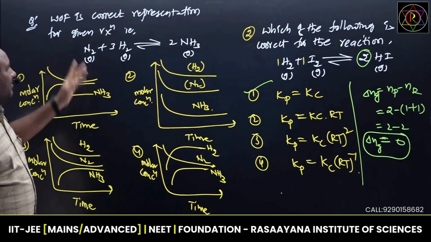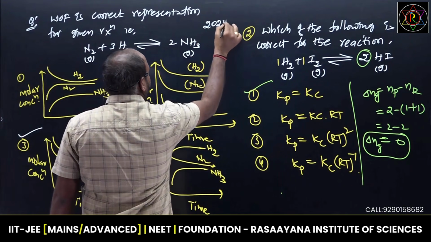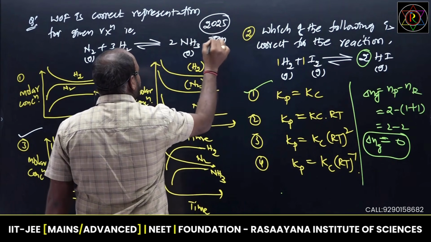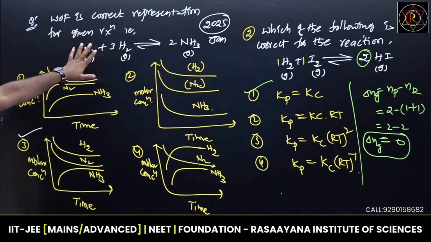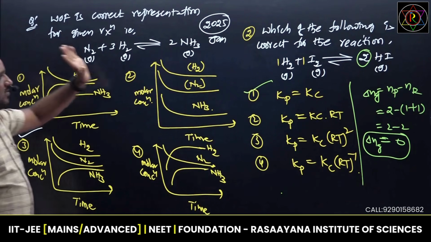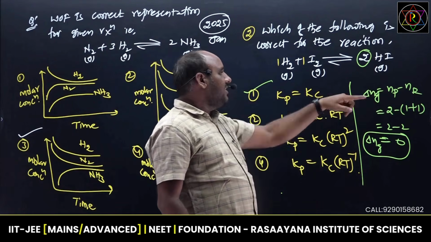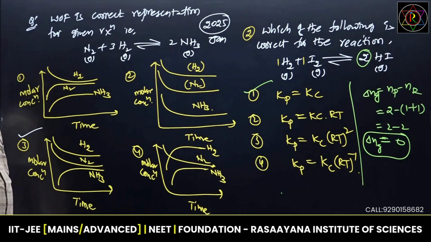So this is the IIT Mains 2025 January question, the graphical representation for an equilibrium reaction. And also some questions we covered, that is the relation between Kc and Kp, right? The relation between Kc and Kp.